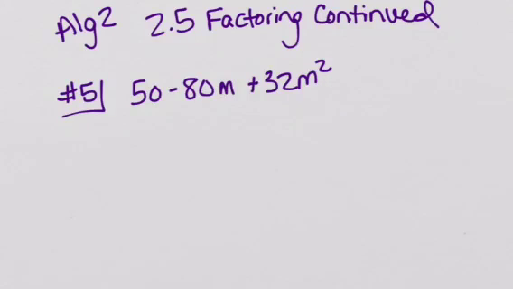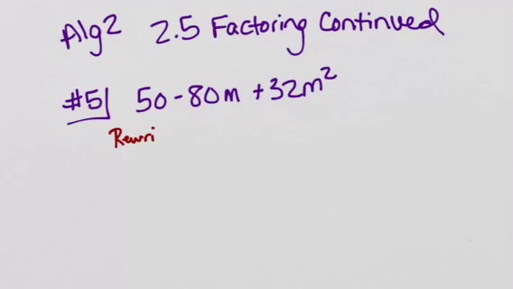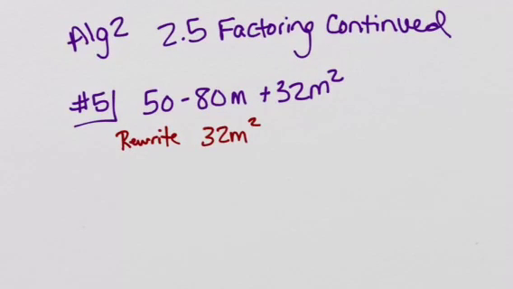Okay, lesson 2.5 is on factoring, and so I'm going to do number 5 for you just because it looks different, but we should still be able to work with it. The first thing that I want to do is rewrite this so that it is in standard form. So I need the m squared to come first, and it's a positive 32. Then I need the 80m, which is negative, and then the no m, which is the plus 50. Okay, so let's make that look like a 50.